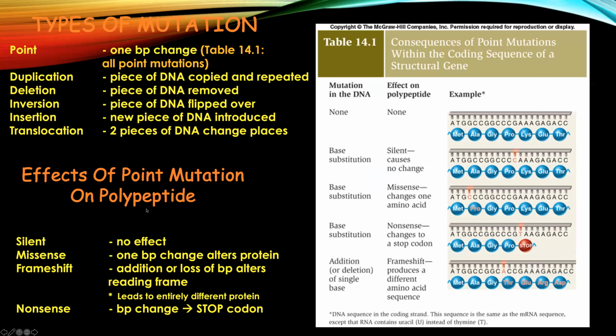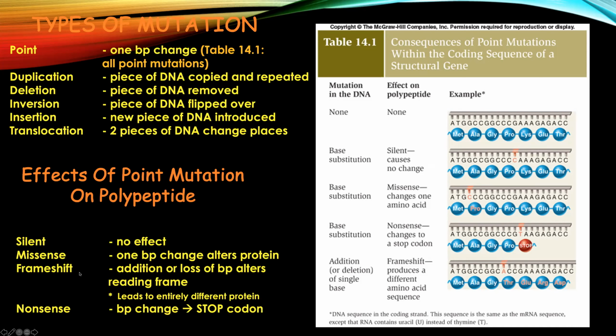And then the effects of mutations. A silent mutation we talked about. So there is a mutation in the DNA, but there's no change in the protein. So it's silent, it has no effect on the protein. A missense mutation, one of the examples, is where there's one base pair change. It does alter the protein.